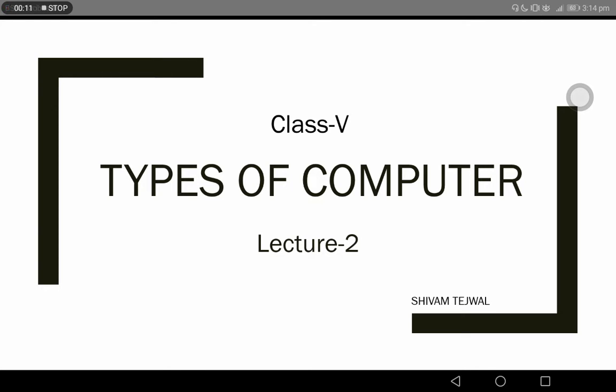As you know, this is our second class. In first class we discussed the history of computers. So today we will discuss different types of computers. So without wasting any time, let's start.